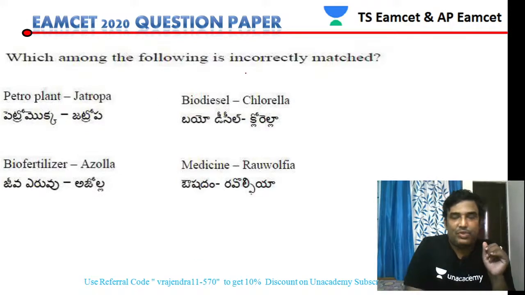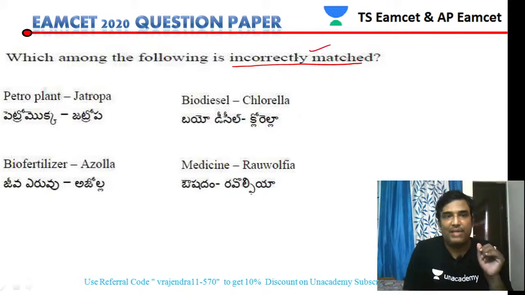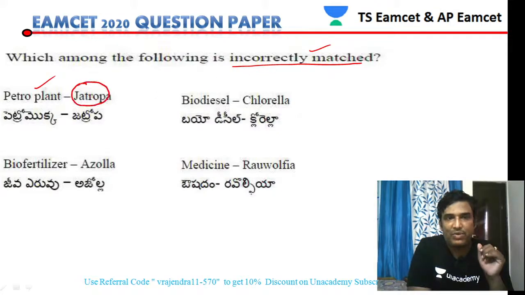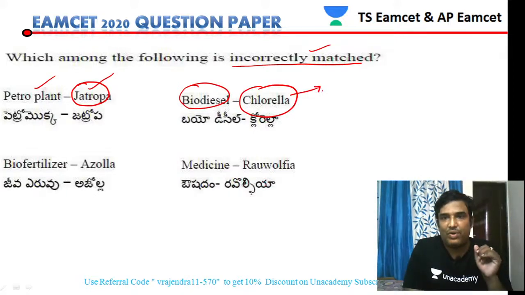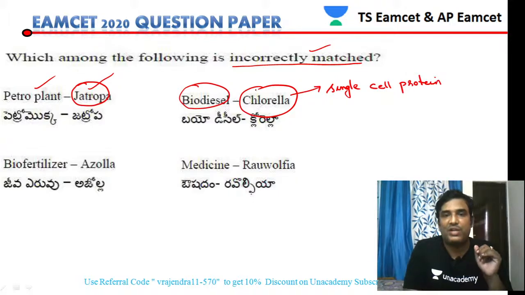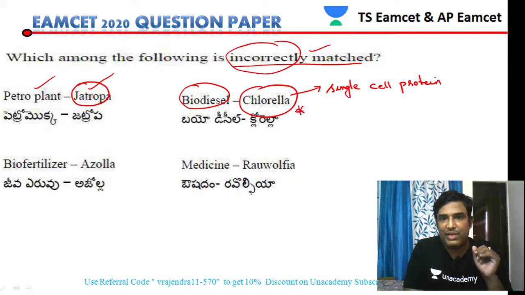Then next question: which of the following is incorrectly matched? If you see petroplant, no doubt Jatropha is a petroplant. For biodiesel, Chlorella is not a biodiesel source actually. Chlorella is the best example of single cell protein, not related to biodiesel. So this will be the incorrectly matched one.